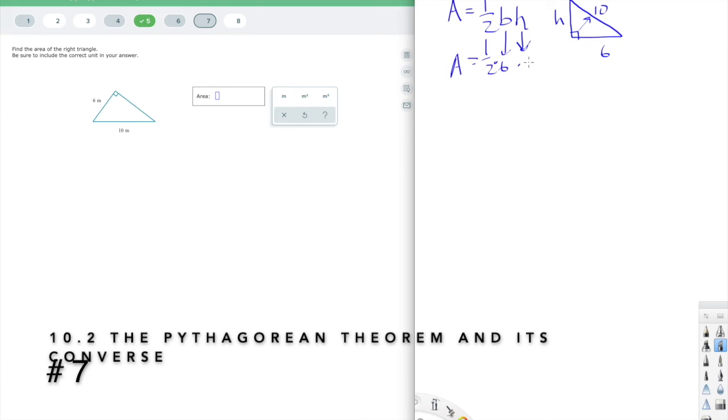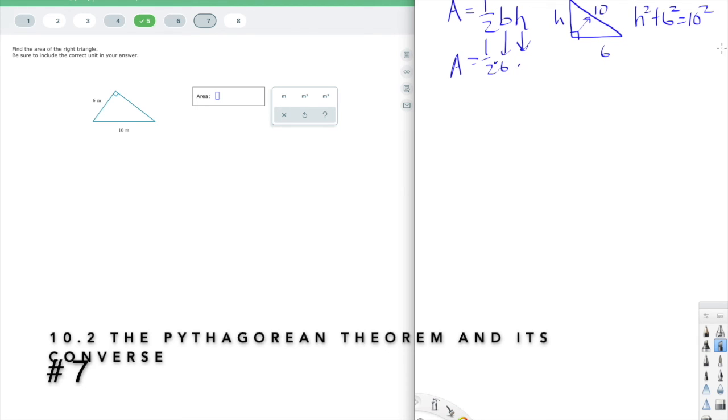How can we find that missing piece? Well, what have we been doing for most of the section? Pythagorean Theorem. So I'm going to go through really quick: a squared plus b squared equals c squared. It's a right triangle, I know they're equal. So I have h squared plus 6 squared equals 10 squared. And really, it doesn't matter which one is a and b, but c does matter. C has to be across from the right angle, the hypotenuse. Remember that. That's the big one.